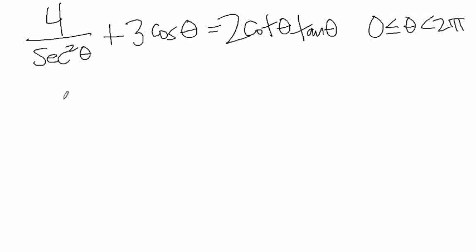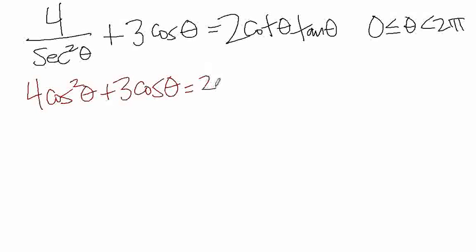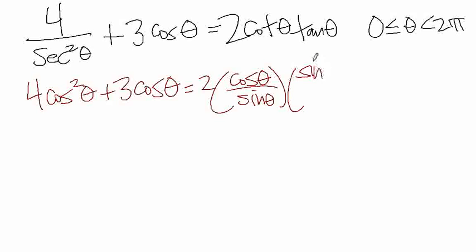So let's first do this. Let's replace the 1 over secant squared theta with cosine squared theta. All right, and we'll keep the 3 cosine of theta. On the right side, let's replace the cotangent of theta with the cosine of theta over the sine of theta. And let's replace the tangent of theta with the sine of theta over the cosine of theta. Now we get some cancellation, which is always nice. The sines cancel, the cosines cancel. So we're left with 2 on the right side.